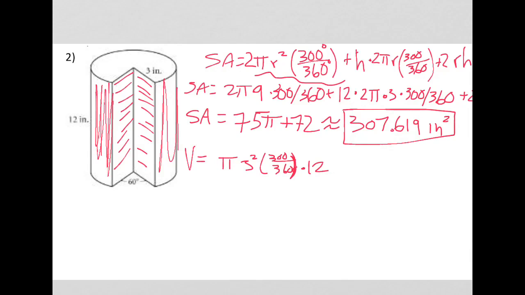Crunch that. You should get exactly 90 pi, which is roughly 282.743 inches cubed, because we are talking about volume. So there you have it, surface area and volume.